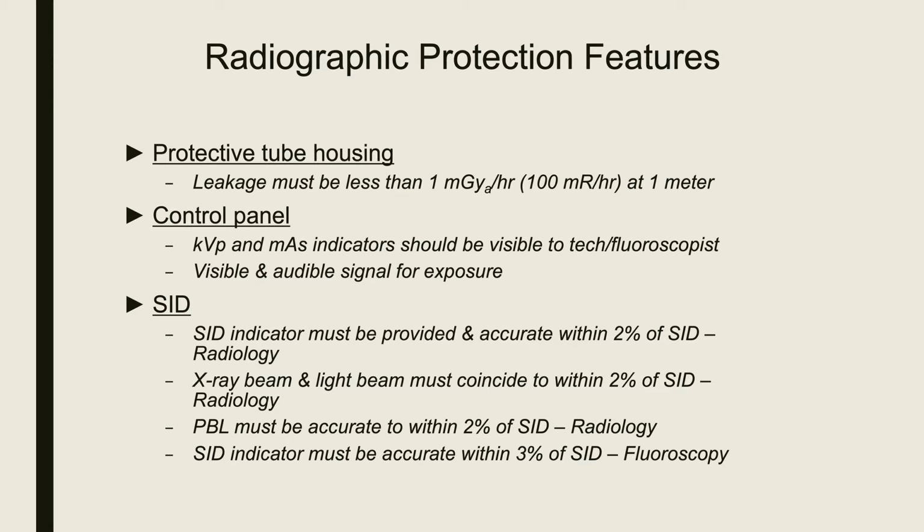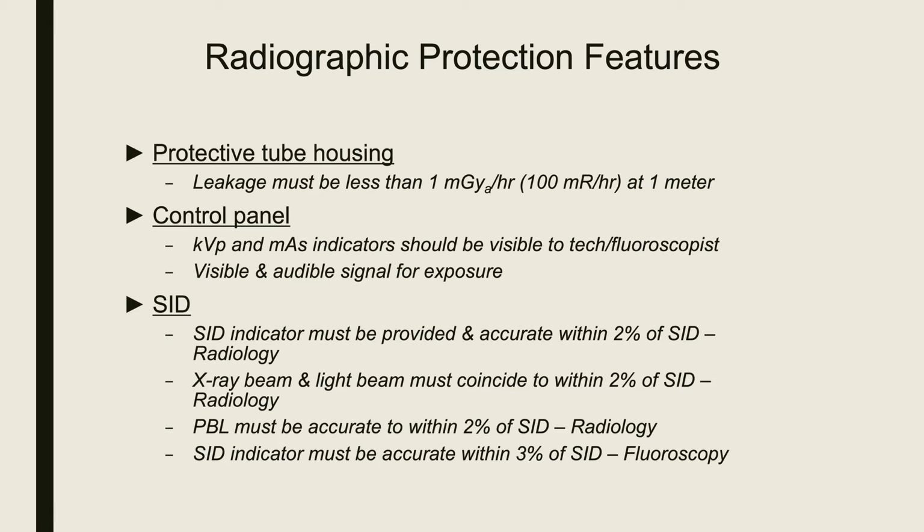The protective tube housing has a leakage radiation which cannot exceed 1 milligray per hour at 1 meter. The control panel must have a kVp and mAs indicator that should be visible to the technologist and the fluoroscopist. And then the SID indicator must be provided. It has to be accurate within 2% of the SID, but in fluoroscopy, it's 3%. That has to do with the fact that in image intensified fluoroscopy, it's not a rectangular collimator, it's circular.